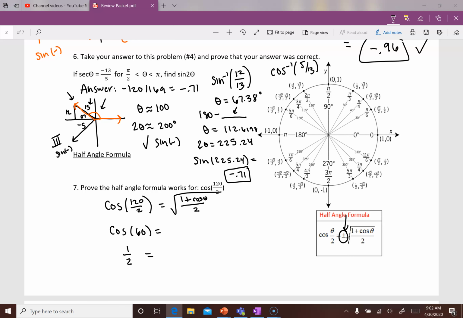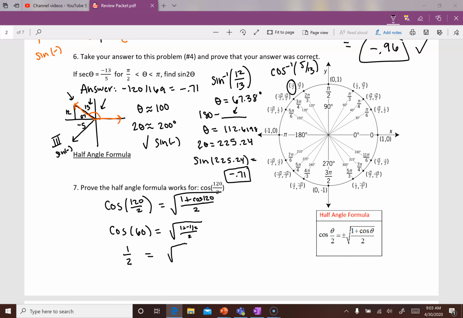All right, now I have to find what cosine theta is. In this case, what is my theta? Well, look at the formula. It's the numerator here. So my numerator in this case is 120 right here. So I'm actually looking for cosine of 120. So I'm going to rewrite that here, and cosine of 120 is located right here. It's negative 1/2. So I get 1 plus negative 1/2 all over 2.